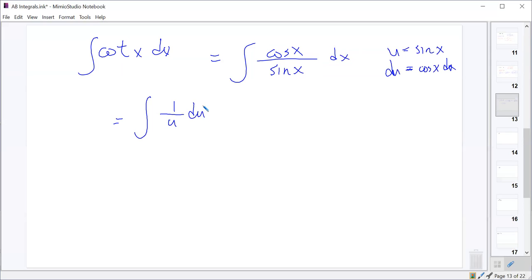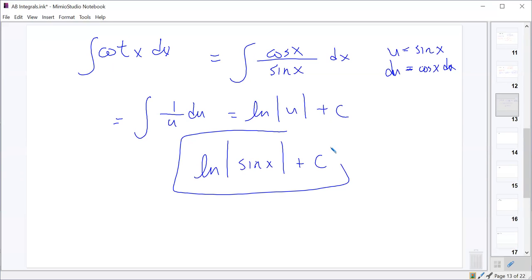This one is a rule. In fact, we've also done this one today. Natural log of u. This is natural log of the absolute value of u plus a constant, or natural log absolute value sine x plus a constant. This is an integral that it might be helpful for you to memorize. It is not on that sheet. You don't have to memorize it. You can always just go through and do this u substitution, but if you happen to memorize it, that might help you out some.